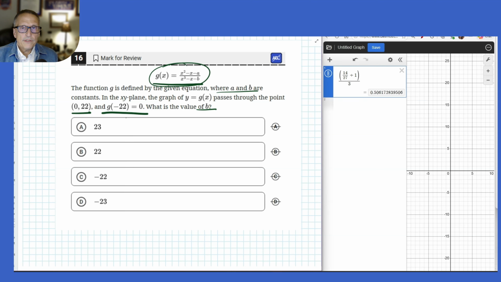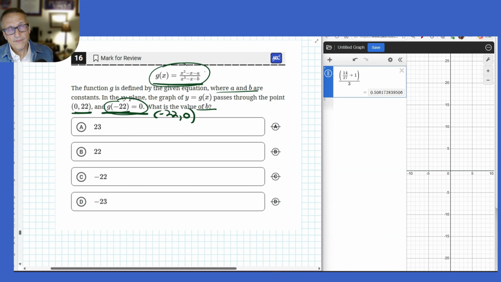So what your job is here is to always take the solutions that they give you, and we have two of them, the 0, 22. That one is just the solution -22, 0. What I'm going to do is plug these points into the function and then see what happens, right? That's going to allow me to solve for A and B. So if I stick this point in here, I get 22. That's my y value, so it goes in for g of x.